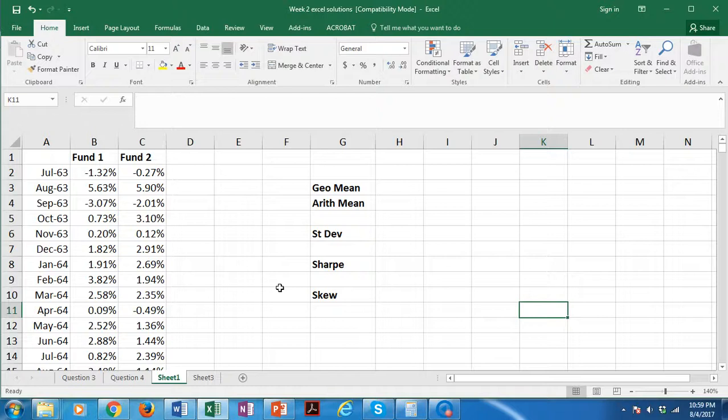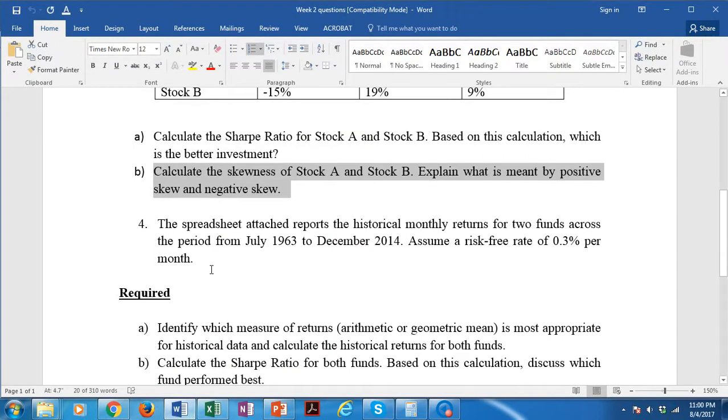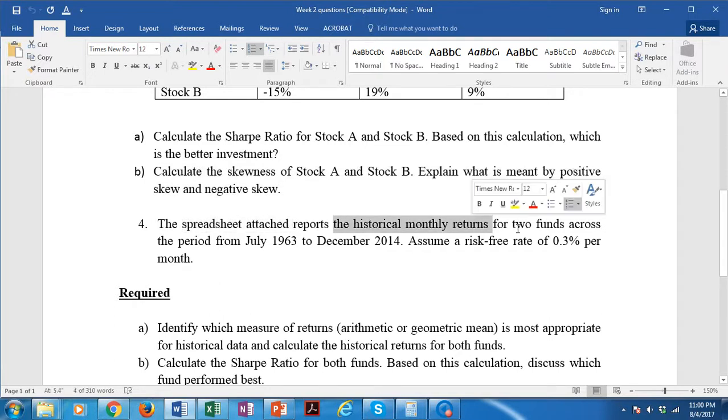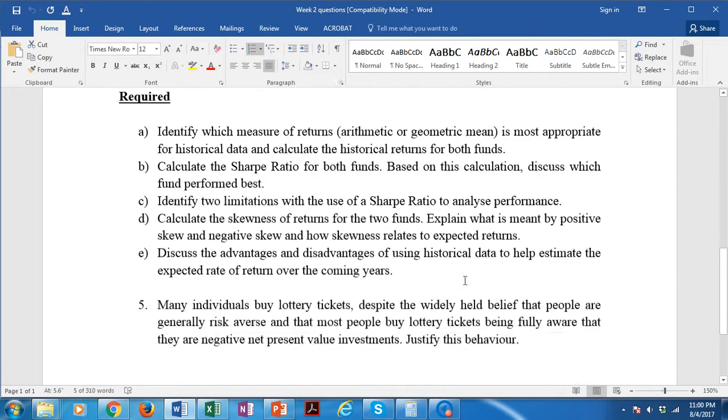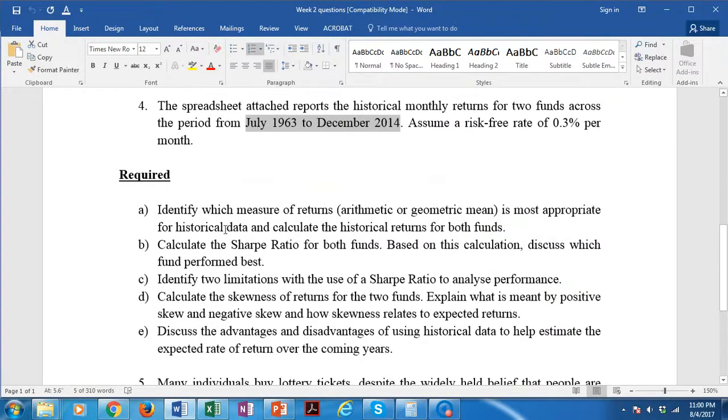Hello everyone. In this video, I will show you how we can solve problem 4 of workshop 2. In problem 4, we are given a spreadsheet where we have the historical monthly returns of two funds from July 1963 to December 2014. And we are given a risk-free rate of 0.3%, and we have a number of requirements.